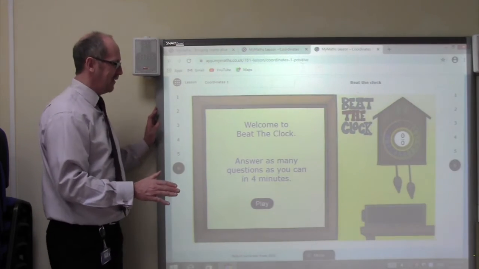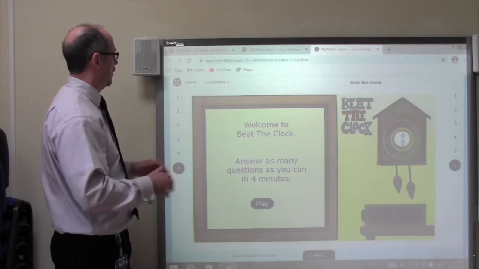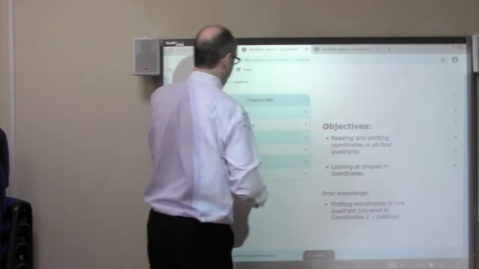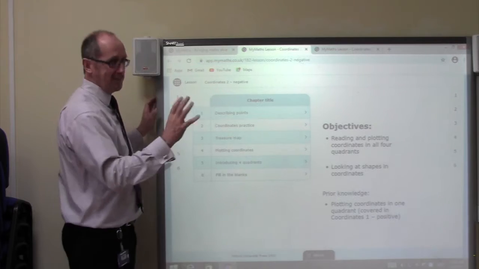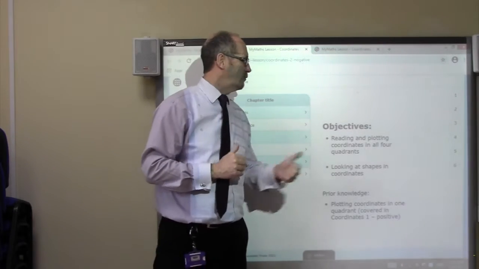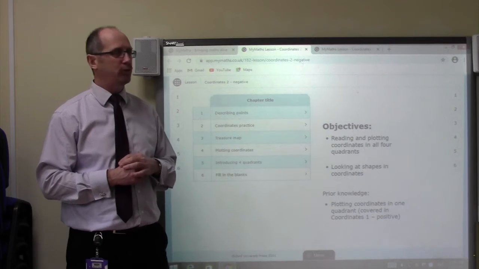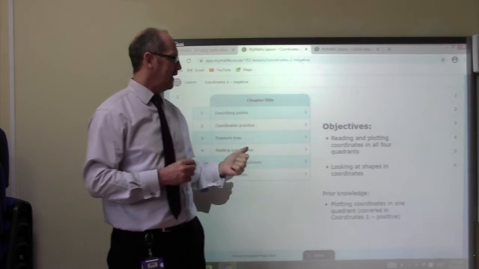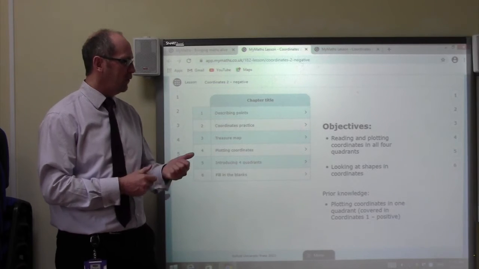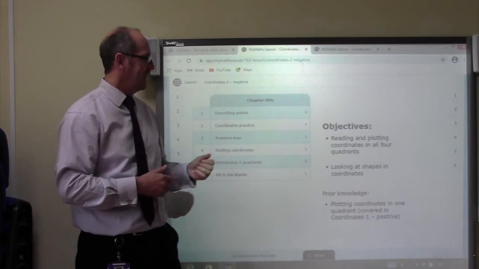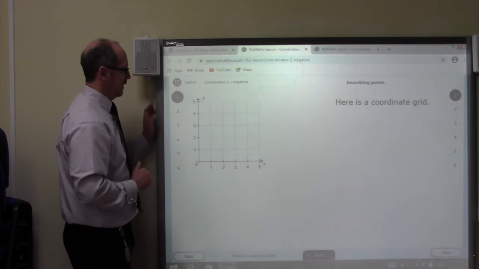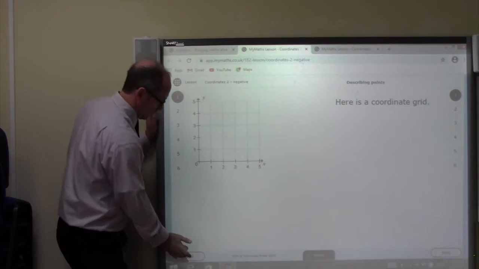We're going to play beat the clock, but there's no point because you can't beat the clock. That is coordinates 1. We're going to now look at coordinates 2. This is now making it a bit more complicated. I think you're fine with the first ones. So the objectives now are reading and plotting coordinates in all 4 quadrants, and looking at shapes in coordinates. Prior knowledge is plotting coordinates in one quadrant, which we've just done and covered in coordinates 1. So here is a coordinate grid.